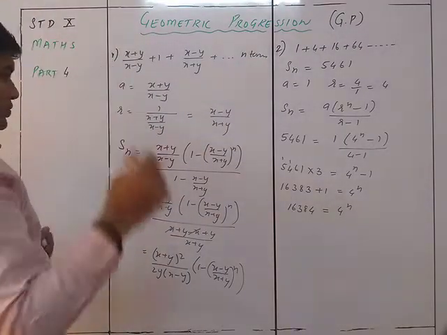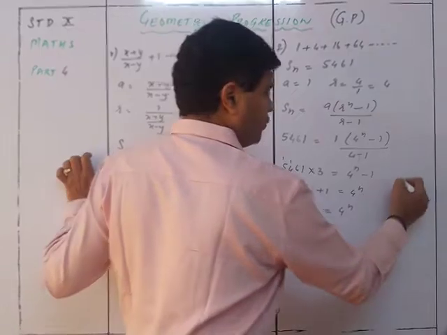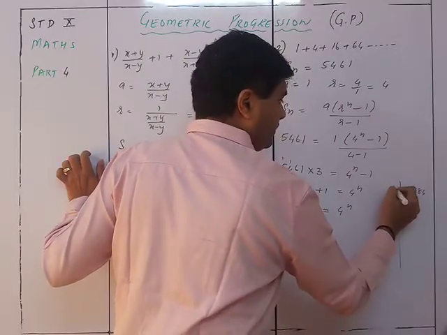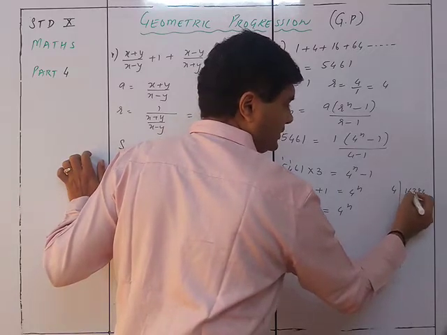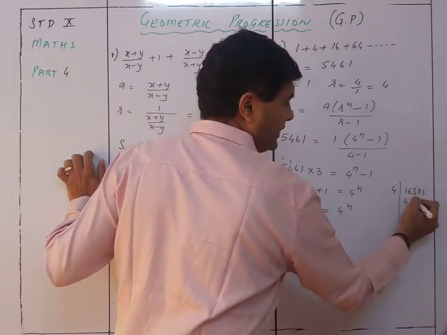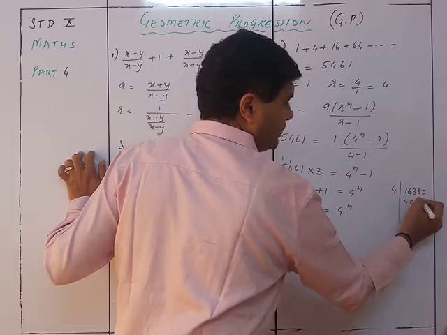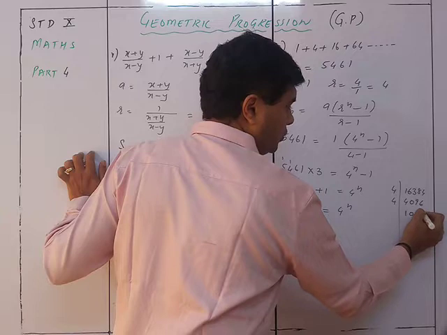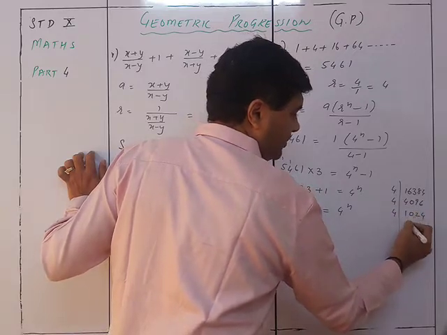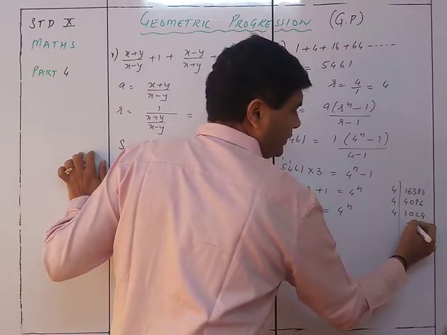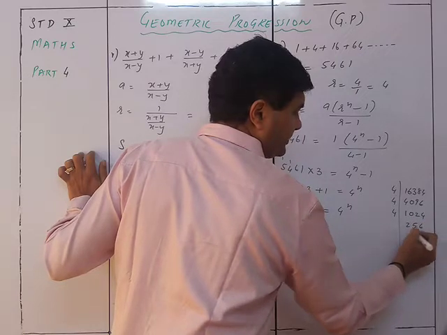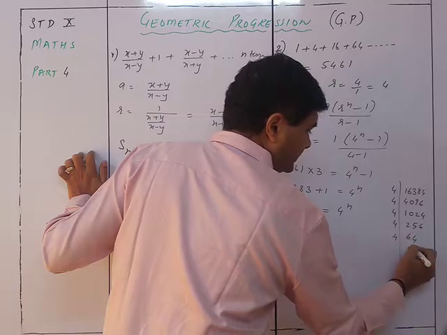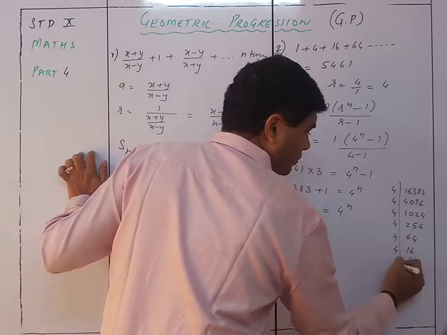Okay, so we can factorize this with 4. We try to divide it by 4. 16384, if we divide it by 4, it will be 4096. Then again 4, 1024. Again 4, it will be 256. Then 4 again will be 64. Again 4 is 16, 4, 4, 4, 1.